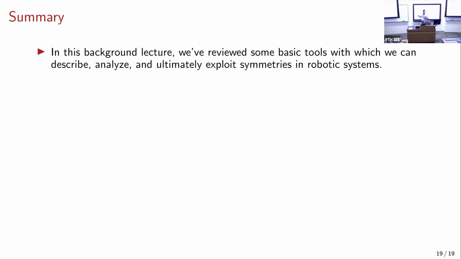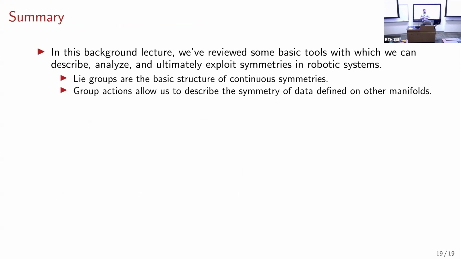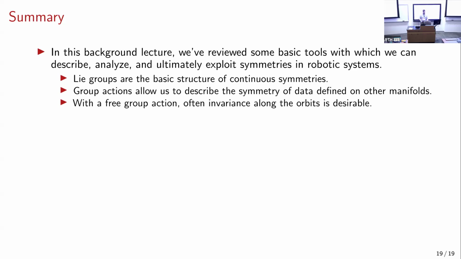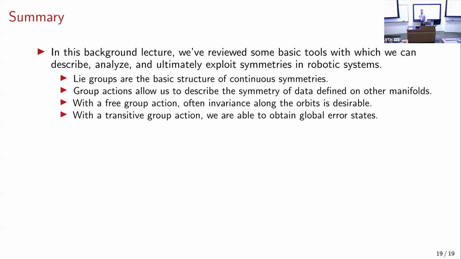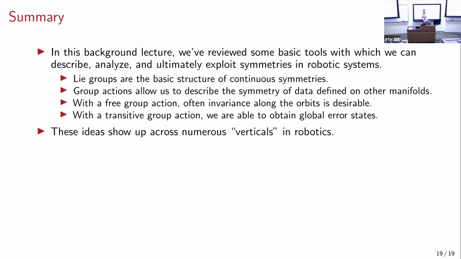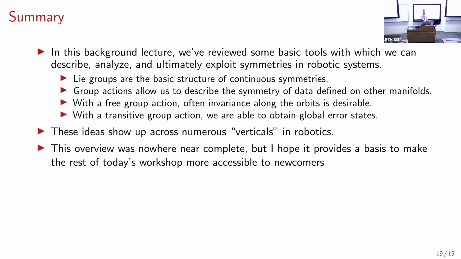We talked about the basic tools we'll use to describe, analyze, and exploit symmetry in robotic systems. Lie groups are the basic atomic structure that we use here. Group actions allow us to describe symmetry of data on other manifolds, not just Lie groups. With a free group action, we often think about invariance along those orbits, which showed up in the reinforcement learning section. On the other hand, with a transitive group action, we're often able to obtain global error states, which I didn't talk about, but Stefan will in his talk. And the ideas show up across numerous verticals in robotics.